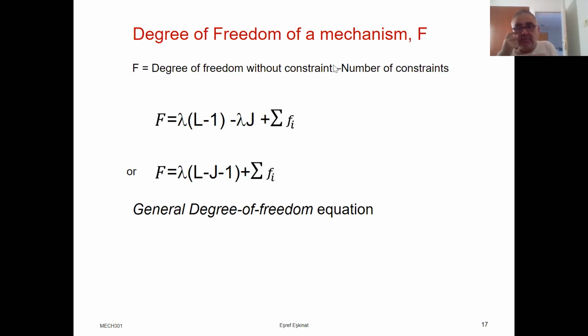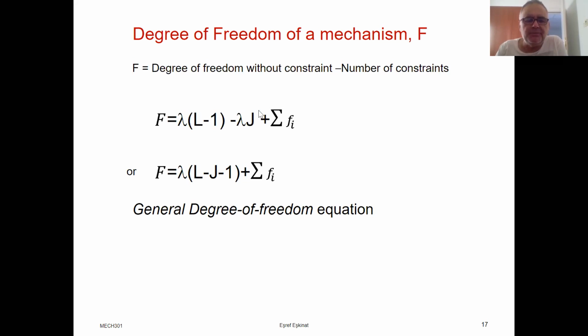The degree of freedom of a mechanism is simply the following. The degree of freedom of space, which is lambda, times L minus 1. Well, we always consider ground as link number 1. That's why we have L minus 1. Okay?